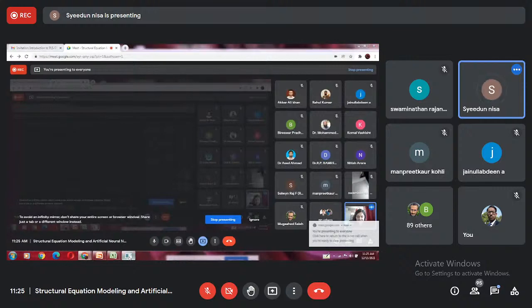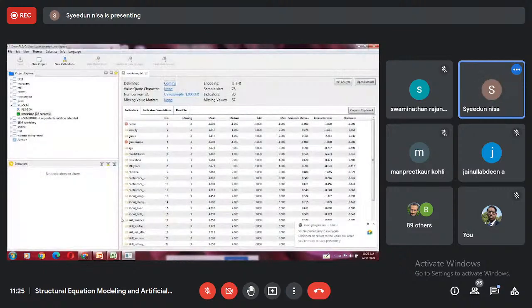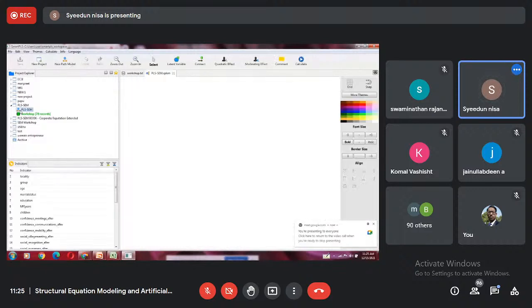Is this clear till this point? Yes, ma'am. Okay. Now, above this workshop PLS-SEM, the model which is visible here, you need to click this model. Okay, so all the data which is there in that Excel worksheet, it is here, under indicator.